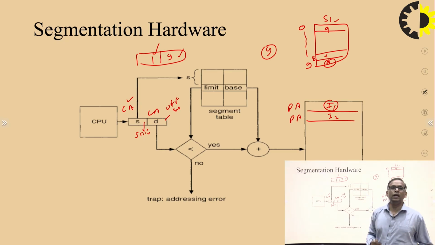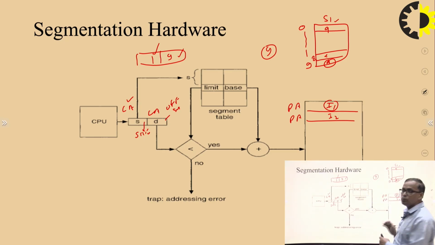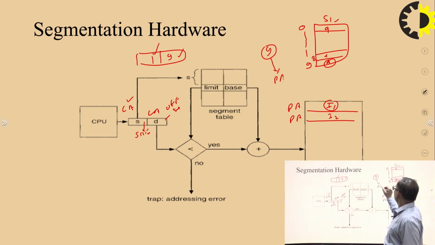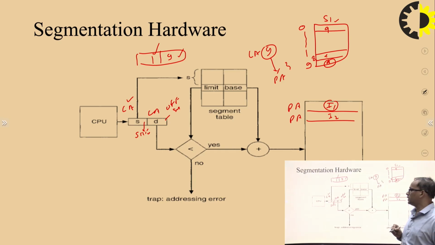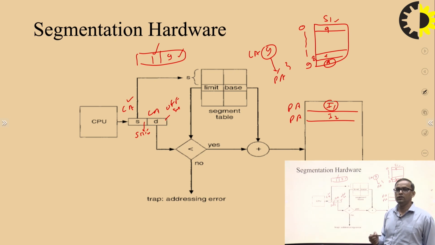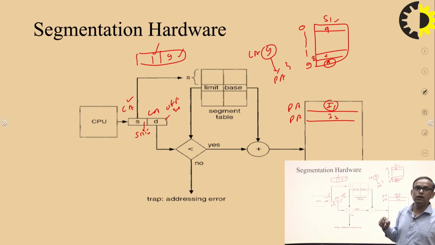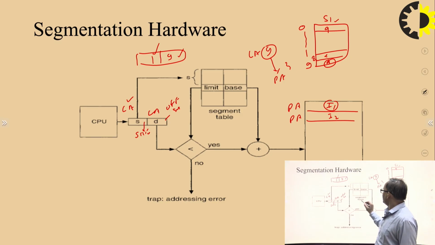But actually, where the program is stored when it executes is in main memory. So we have to find the physical address corresponding to this logical address. What will be the physical address corresponding to this logical address? Once we know the physical address, then we can simply provide the data to the CPU. After that, there is a segment table.